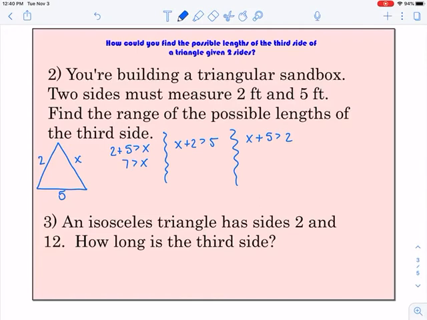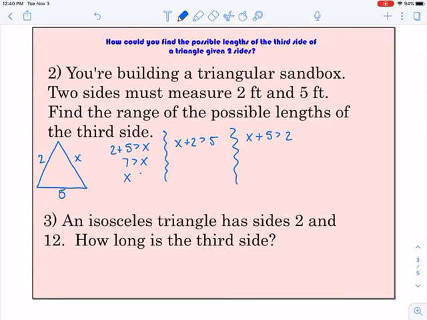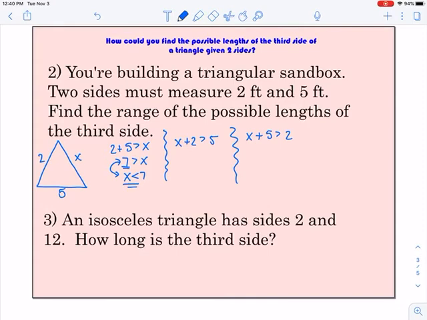If I want to flip this inequality, I'm just going to interchange the x and the 7. Just remember, the alligator is eating the 7 in the inequality that's right here. So when I flip this, I'm going to have to flip that inequality symbol. These two things are exactly the same. This is the one I'm concerned about right now. So x is going to be less than 7.